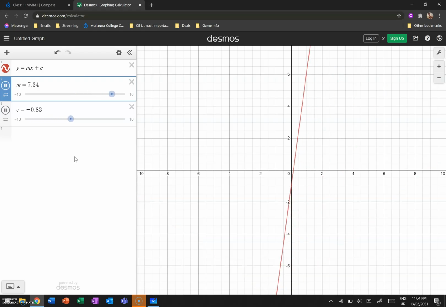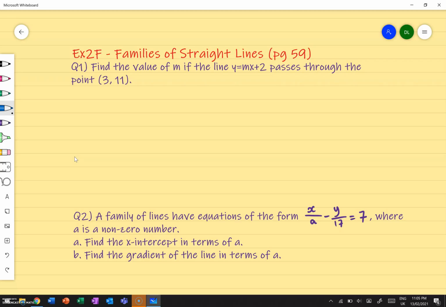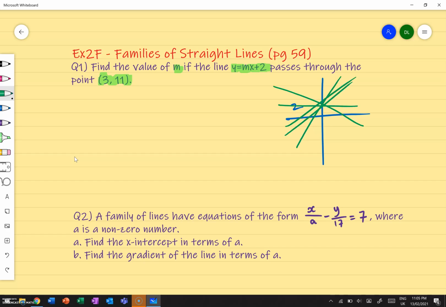So what happens if we separate those equations and look at them as specific families? Over here, I've got: find the value of m if the line y equals mx plus 2 passes through the point (3, 11). What I've done is just highlight what we want to know and what we do know. So let's understand this from the perspective of different families. I've got y equals mx plus 2, remembering that with y equals mx plus 2, my y-intercept is going to be 2. So let's say that's 2. My graph is going to look like any one of these lines, it doesn't matter which one, as long as it passes through that point. So that's what y equals mx plus 2 is going to look like.